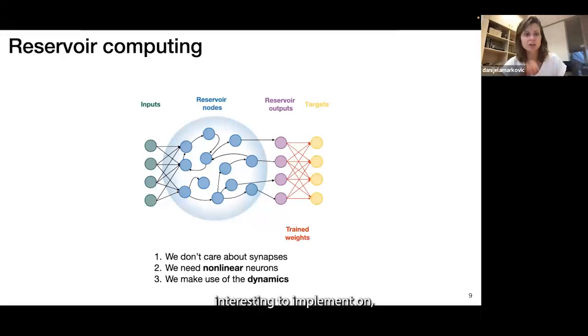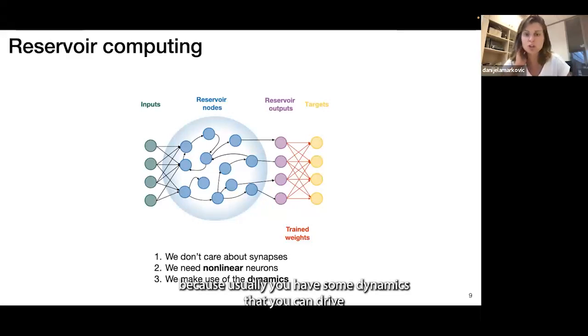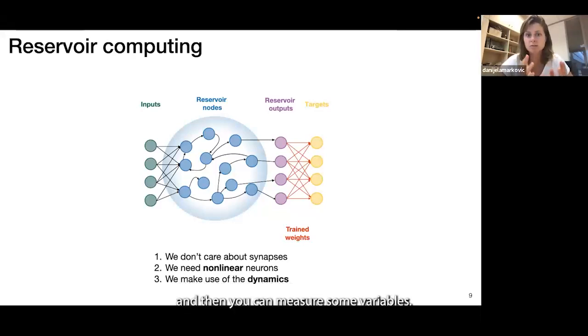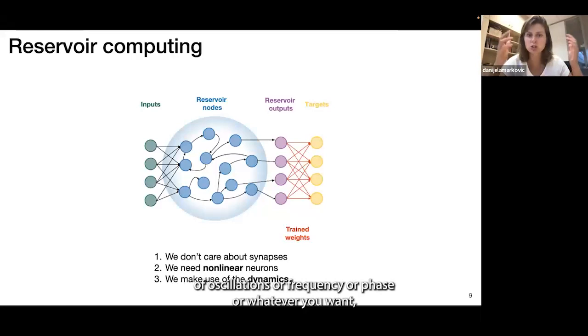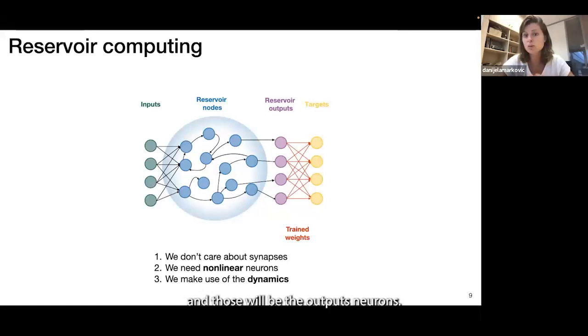So it is very interesting to implement on physical systems, because usually you have some dynamics that you can drive, and then you can measure some variables. It can be amplitude of oscillations or frequency or phase or whatever you want. And those will be the output neurons.